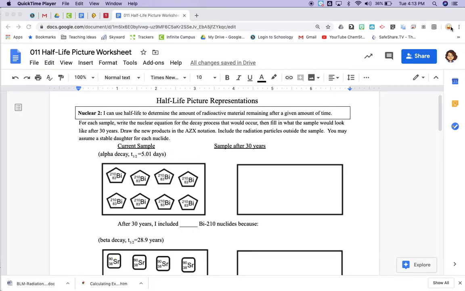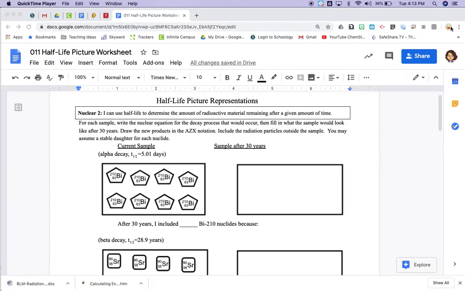Today's team activity is going to be to draw some pictures to get a conceptual feel for what's going on in a half-life decay process. There are going to be 3 steps for you and your team to complete. The first one is to watch this introductory video that will work through an example for you and get you headed in the right direction. And then work with your team to fill in the pictures on these 2 sheets right here.